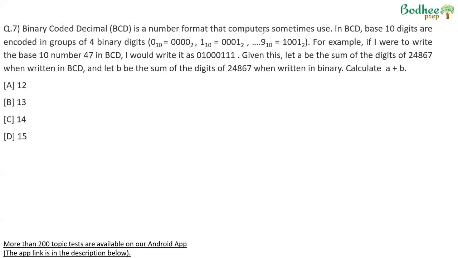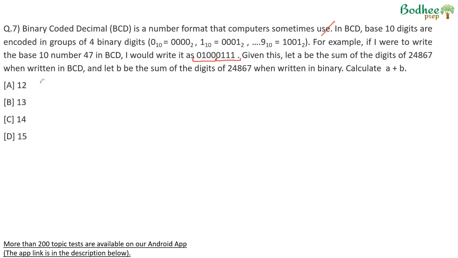BCD is a number format that computers sometimes use. In BCD, base 10 digits are encoded into groups of 4. So 0 in base 10 will be 0, 0, 0, 0, 1 will be binary 0, 0, 0, 1, and so on. 1, 2, 4, 8, 8 plus 1, 9. For example, if I have to write the base 10 number 47 in BCD, first we'll convert 4 into a 4-digit binary, which will be 0, 1, 0, 0. And then we'll write the binary for 7, which is 0, 1, 1, 1. That becomes 47.